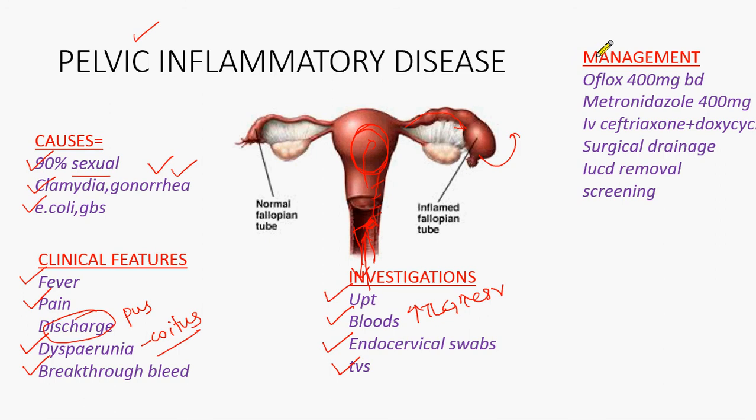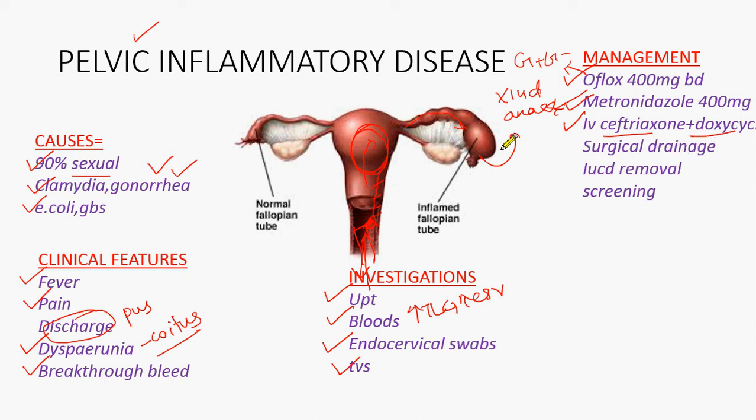Finally, what is the management? If the patient is not so ill, we can discharge him as an outpatient with 2 antibiotics, ofloxacin 400 mg twice a day and metronidazole 400 mg twice a day for a period of 14 days or 2 weeks. The reason we have ofloxacin is to cover the gram-positive and gram-negative organisms, and metronidazole because this covers the anaerobic organisms. If the patient is severely ill, IV antibiotics, ceftriaxone and doxycycline, have to be started in the ER.